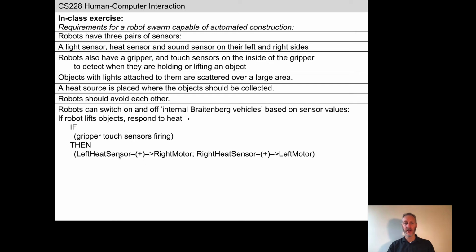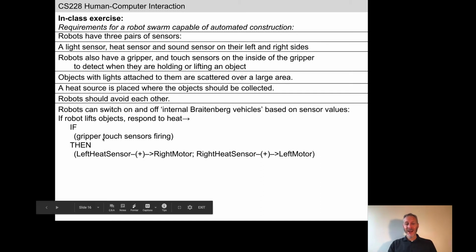So the robot is holding an object, and it's now reacting to heat front left and front right. How does the robot react to heat when it's holding an object? It's going to move towards the heat source, exactly. So you can see that's a part of what we want the robot to do.